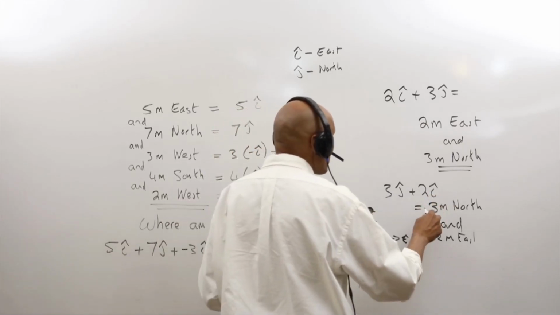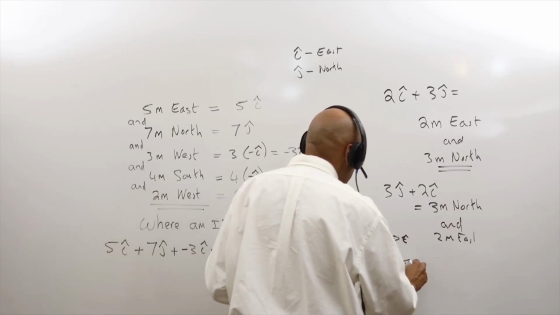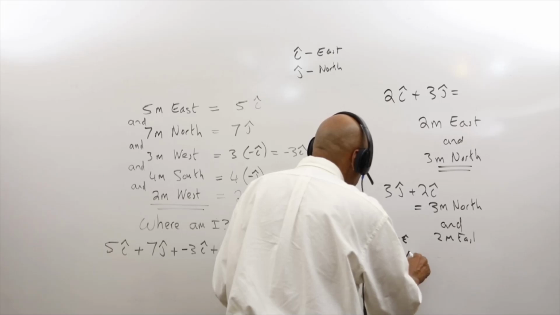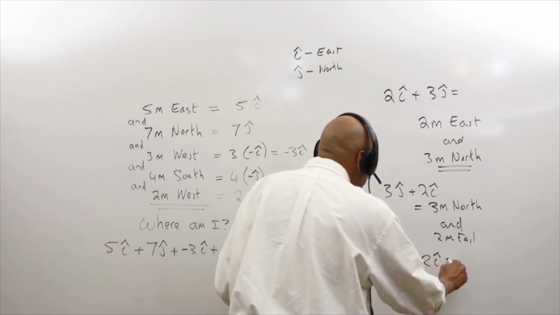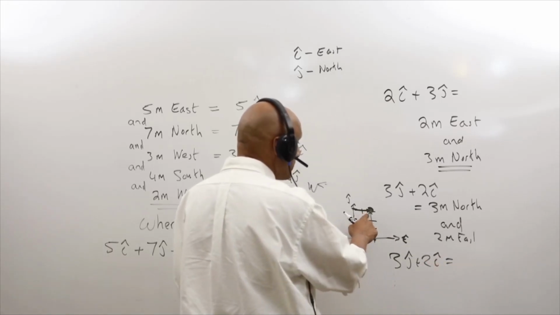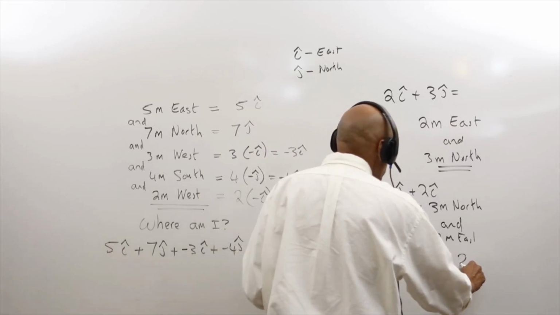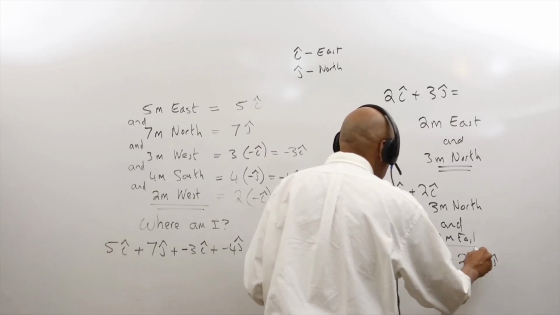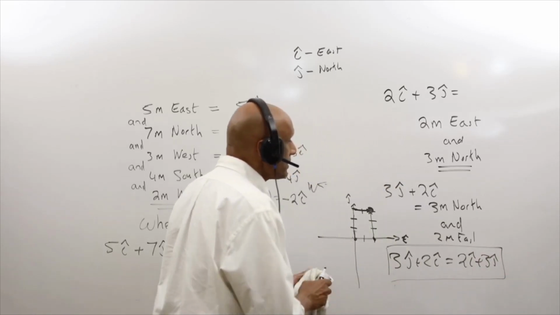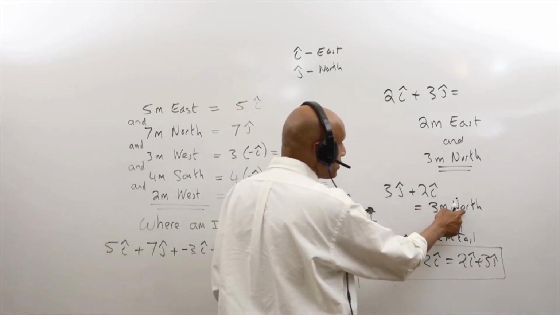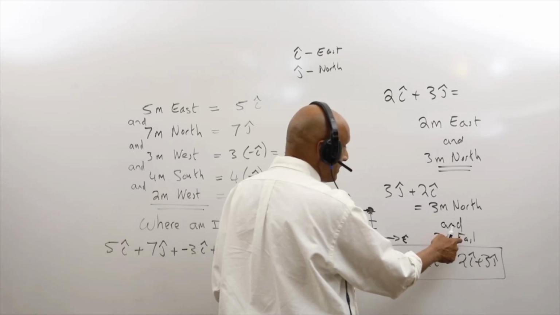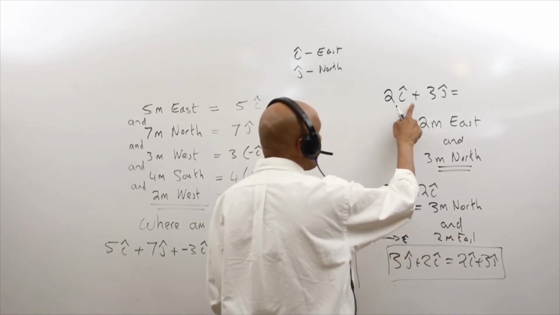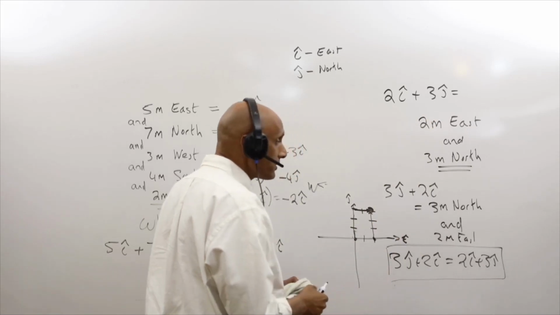That means that 3j plus 2i is exactly the same point in space as 2i plus 3j. So what you're saying literally is that traveling 3 meters north and then 2 meters east is exactly the same as traveling 2 meters east and then 3 meters north. They are the same point.